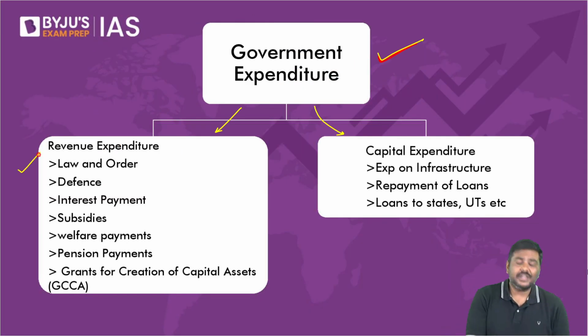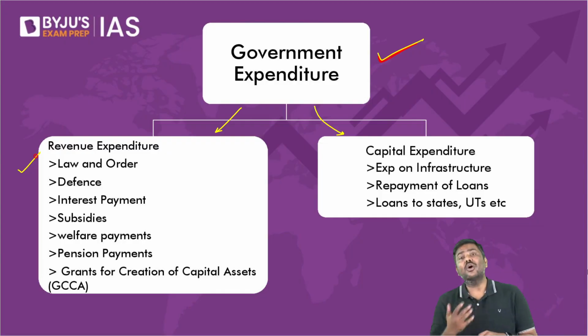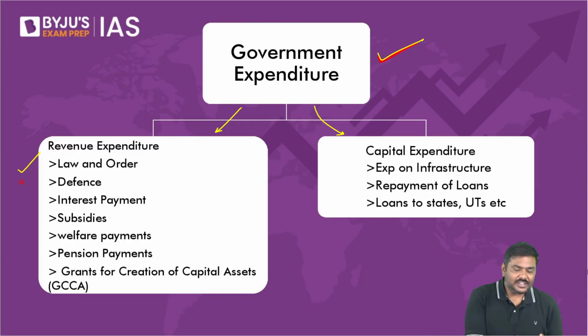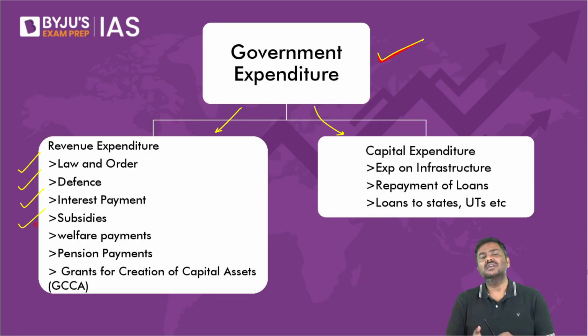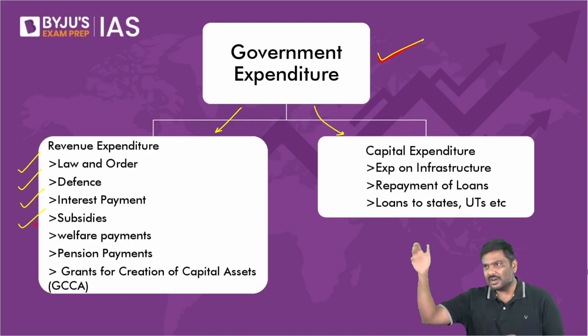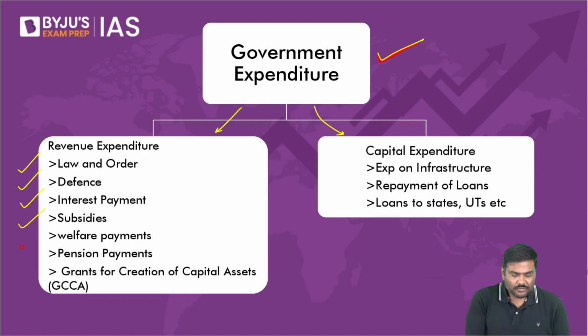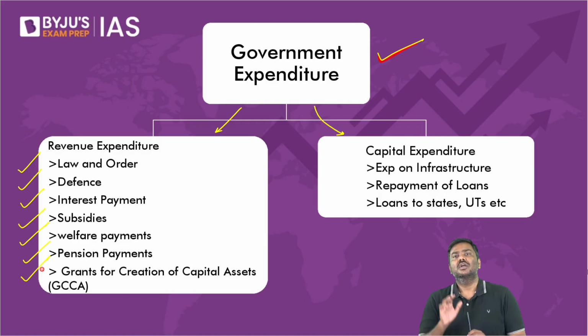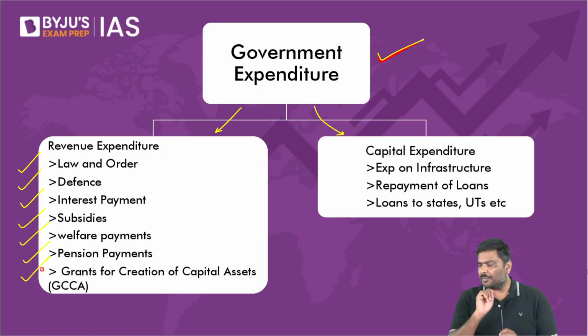Right? Expenditure incurred in order to maintain law and order, defense expenditure, interest payment, subsidies which are paid by the government to farmers, subsidies paid to elderly people, subsidies paid for LPG cylinders, welfare payments, pension payments, grants for creation of capital asset. Now let me be focused on the last component here.